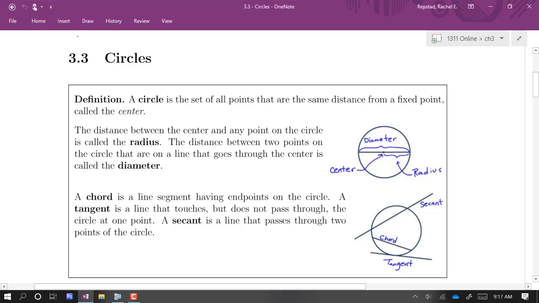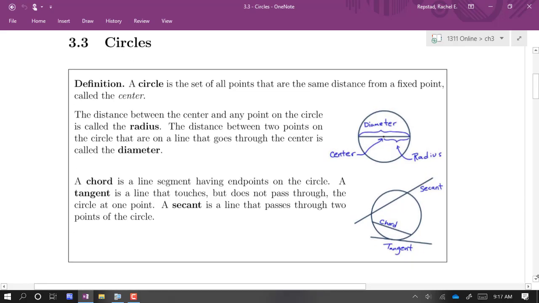Alright, we're going to continue our chapter on geometry by looking at circles. So we start with some vocabulary, right? Some terms. Some of these will be ones we're already familiar with. I think in the first figure here, we get what the center of a circle is. We probably are already aware of the fact that the diameter of a circle is twice the radius.